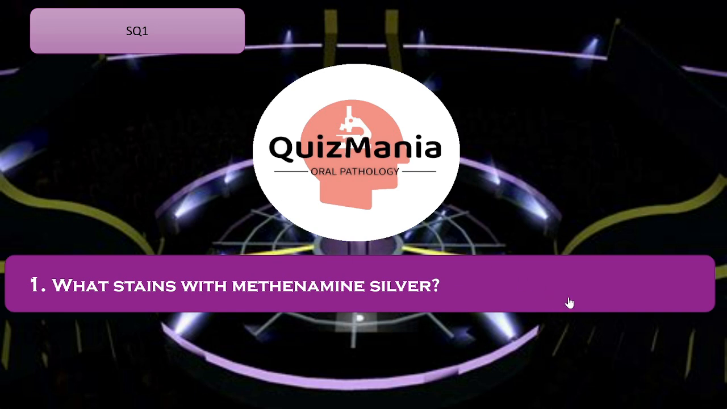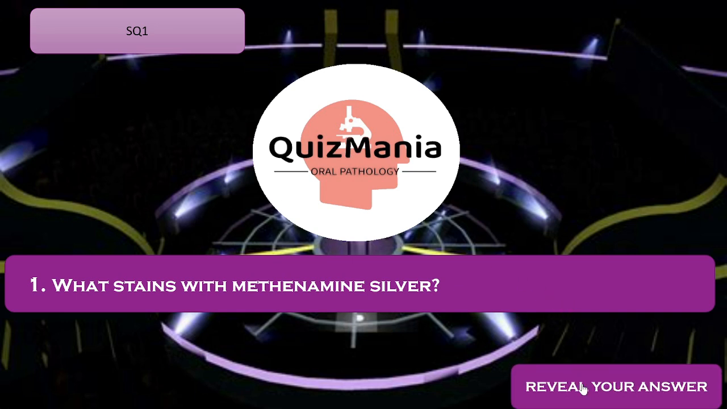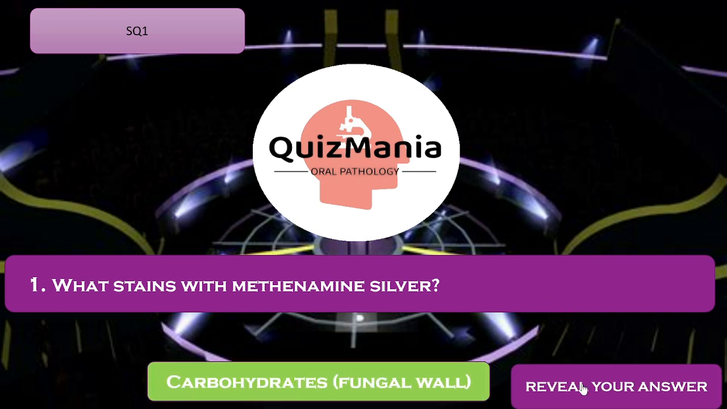So let's reveal our answer. The correct answer is it's the carbohydrates of fungal wall. So methenamine silver stains carbohydrate in fungal cell walls black, highlighting organisms like Candida and Aspergillus. So I repeat, what stains with methenamine silver? It's the carbohydrate of the fungal walls. So if you got this correct, earn yourself 5 points.